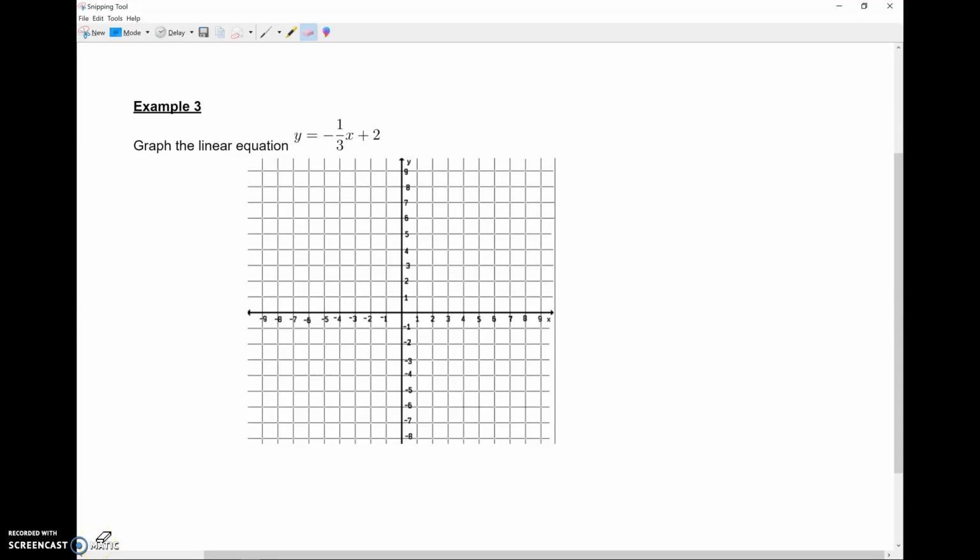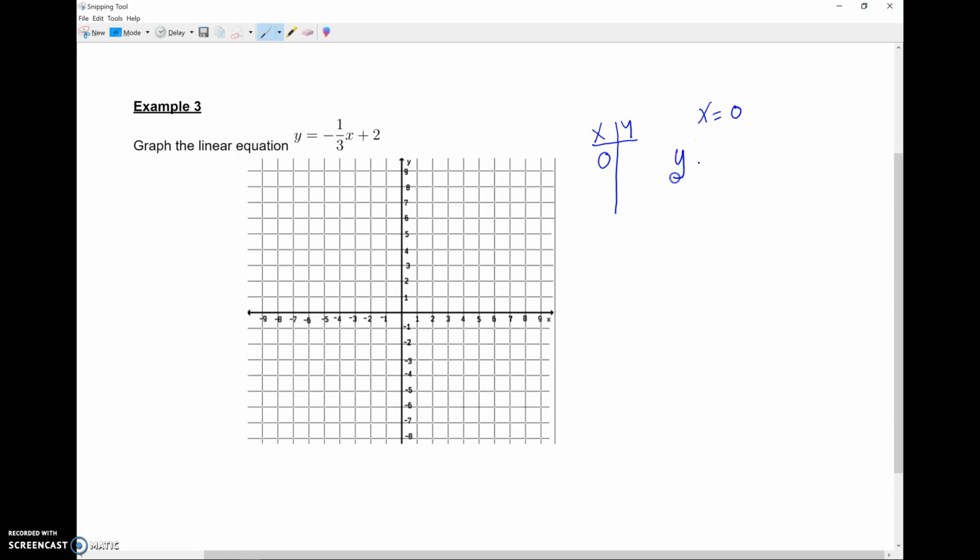We're going to be graphing the equation y equals negative 1/3 x plus 2. And what we're going to do is create a table. We're going to start with x equals 0. You could have selected any real numbers, so we decided to start with 0.